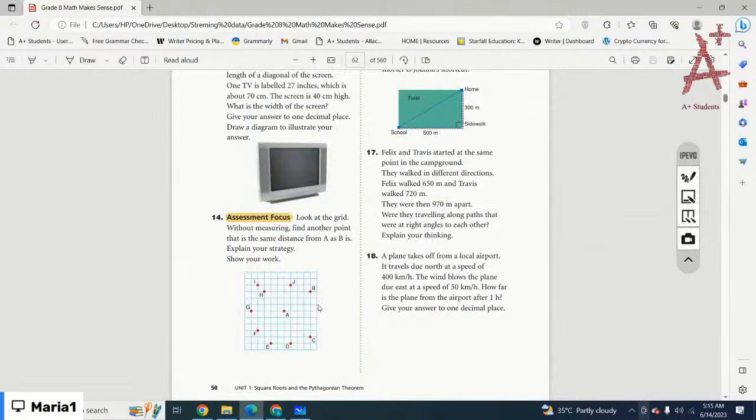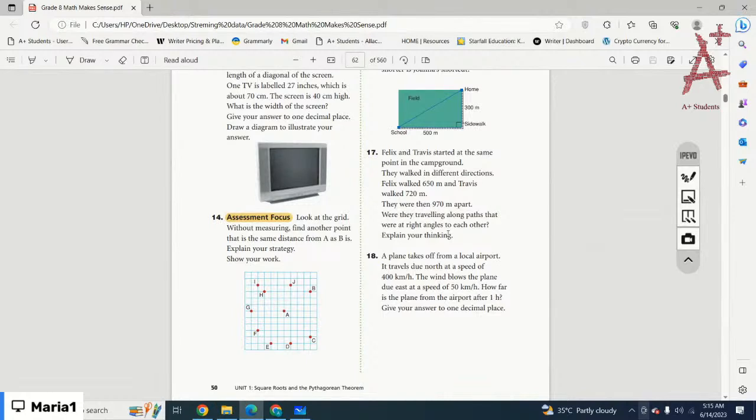Okay, let's just do another one. Let's just do question number 17. Felix and Travis started at the same point in the campground. They walked in different directions. Felix walked 650 meters and Travis walked 720 meters. So they were then 970 meters apart. Were they traveling along paths that were at right angles to each other? Explain your thinking.